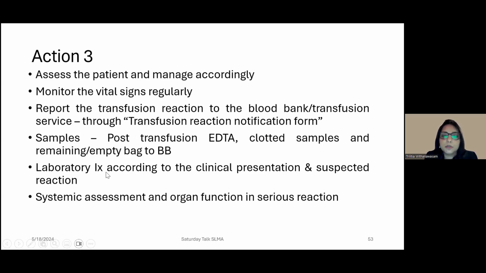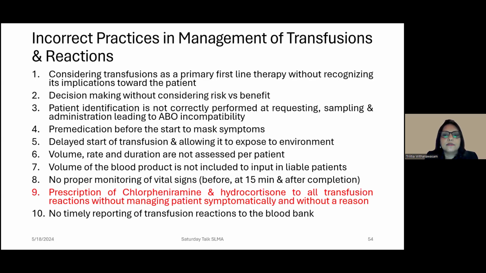Laboratory investigation should be done according to the clinical presentation and suspected reaction, and systemic evaluation should be done, and organ function should be evaluated in serious conditions.